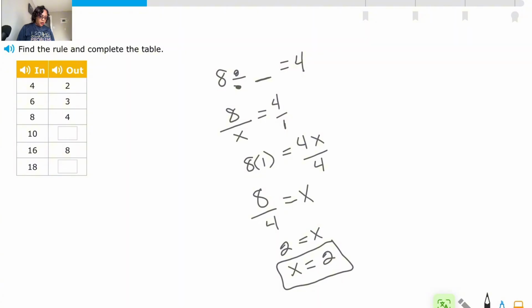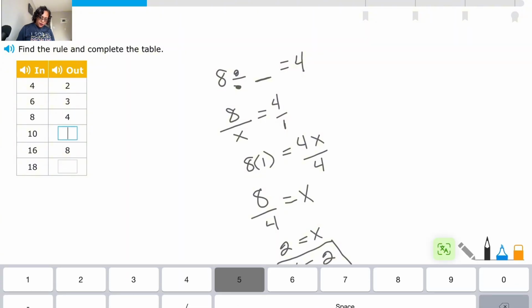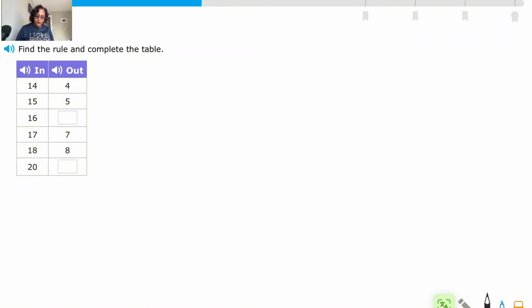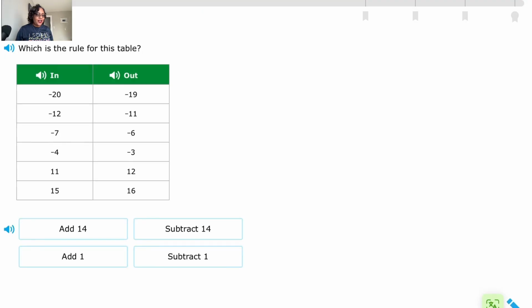Okay? So 10 divided by 2 is 5. 18 divided by 2 is 9. And this is how you just practice. You just keep practicing, okay? So next, I'm going to take it to the middle school level. So now we have 6th grade level, okay?